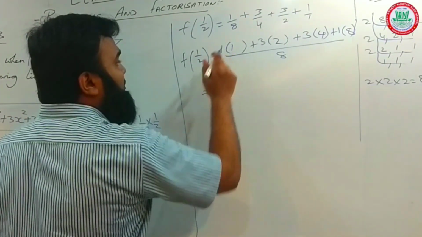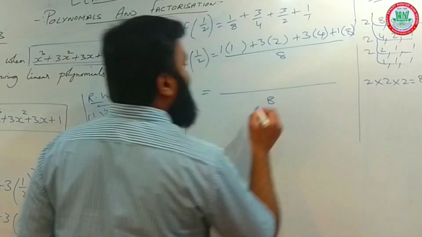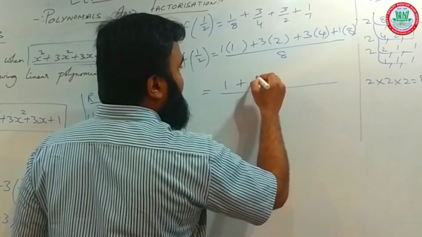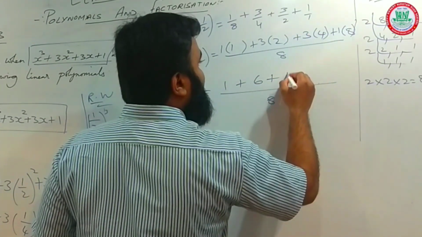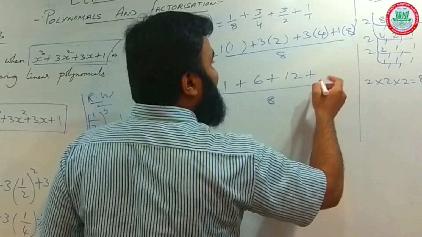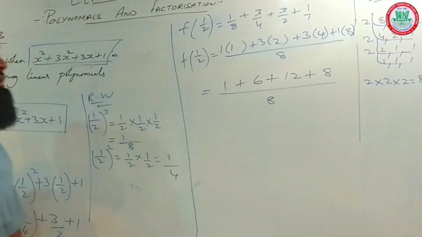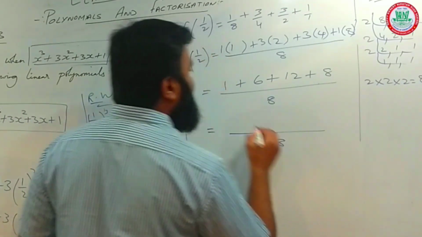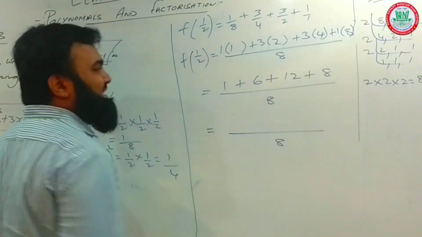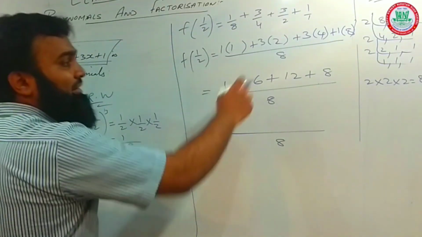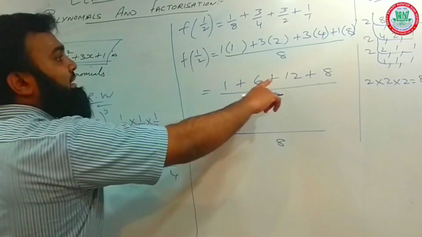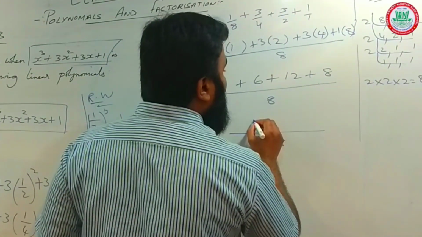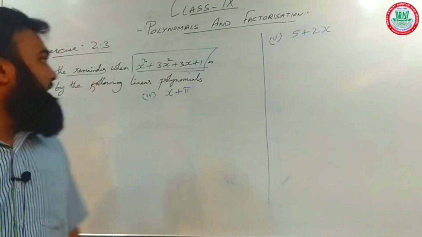so now we have to multiply 8 as it is. We need to write 8 as it is. 1 into 1 is 1, plus 3 into 2, 3 2s are 6, plus 3 4s are 12, plus 1 8s are 8. Okay, now which is equal to 8 as it is. 1 plus 6 is 7, 7 plus 12 is 19, 19 plus 8 is 27.